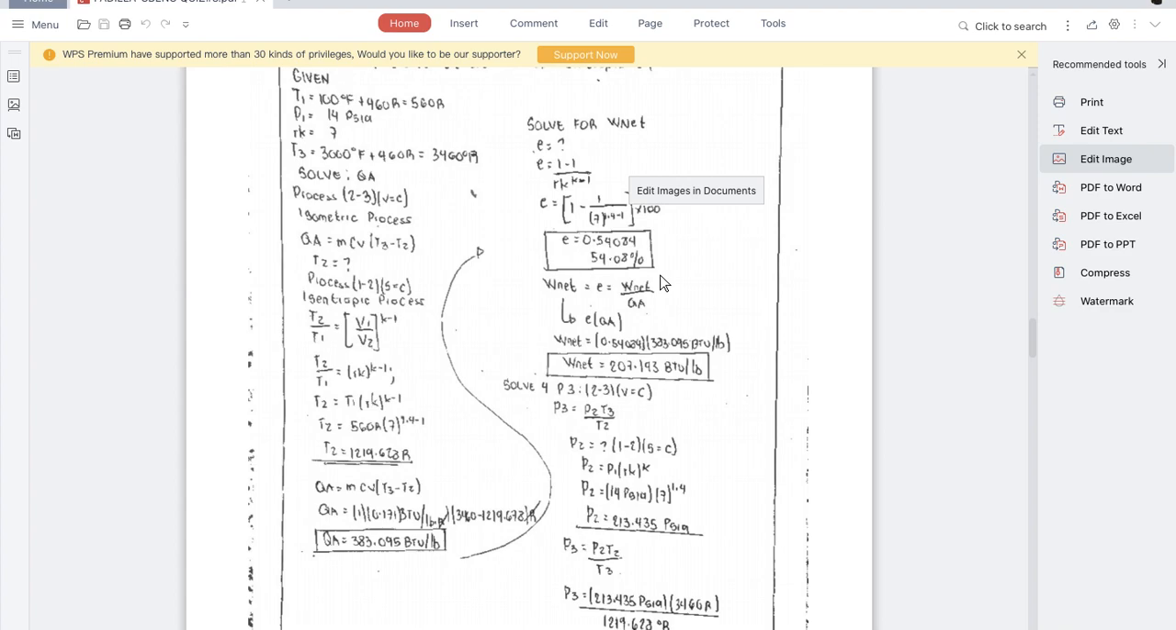We will use the formula for process 1 to 2, which is an isentropic process. T2 over T1 equal to V1 over V2 raised to k minus 1. The formula that we use is T2 equal to T1 rk raised to k minus 1. For T2, 560 R multiplied by 7 raised to 1.4 minus 1, and the answer we get is T2 equal to 1219.628 R.